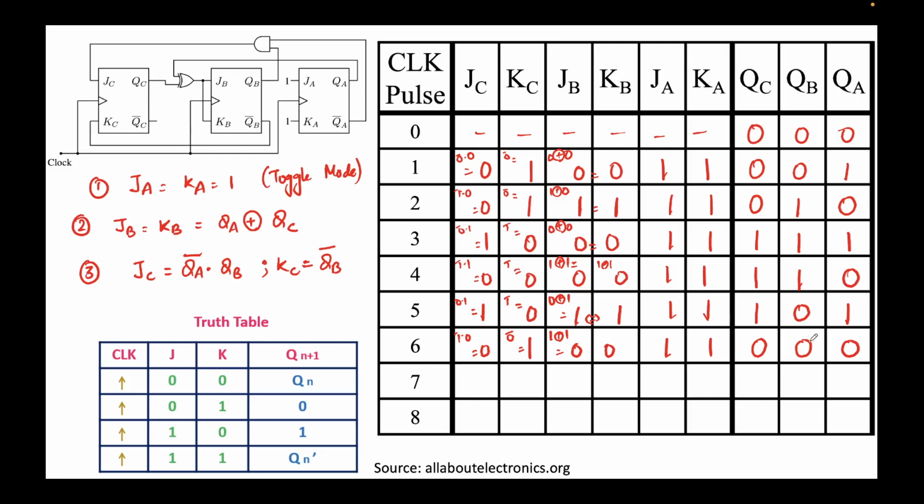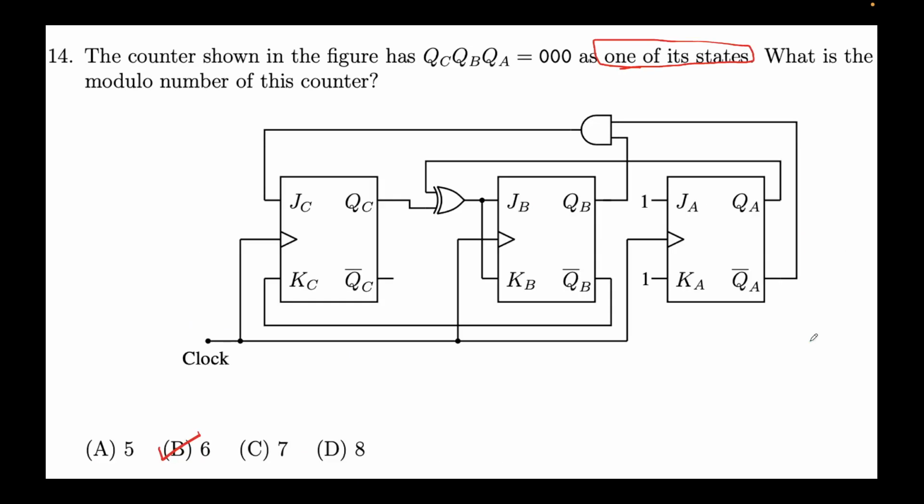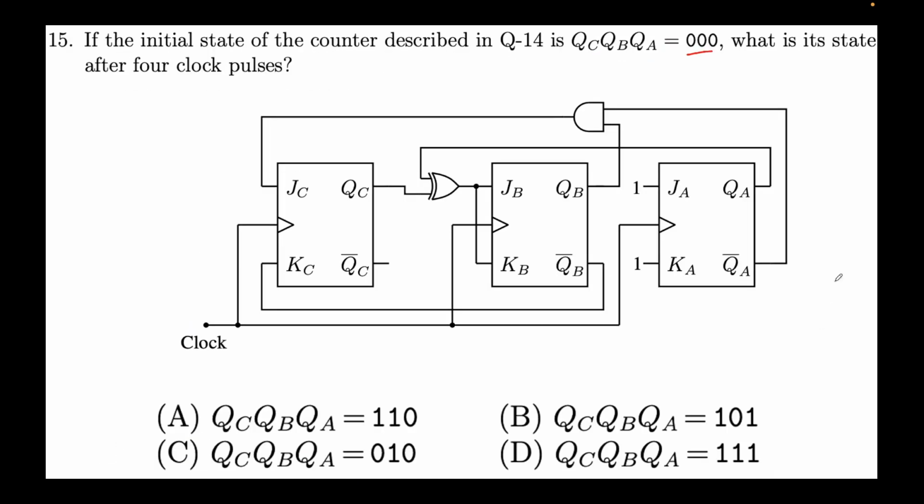So when you want to find the modulo, it's irrelevant. It's just that you have to start at one of these states and find the modulo. But if you want to find the exact state at the exact clock cycle, then you must know the starting point, and hence problem 15 explicitly says that the starting state is 0 0 0.